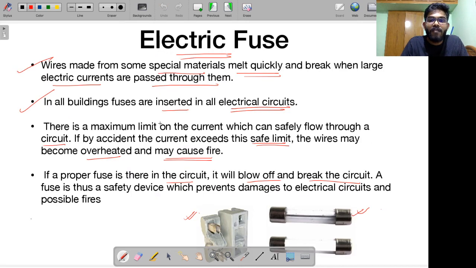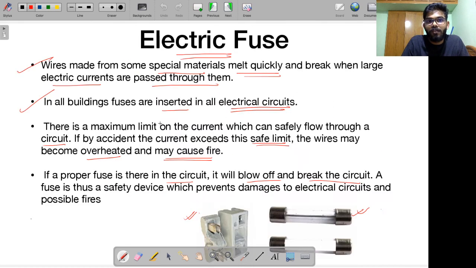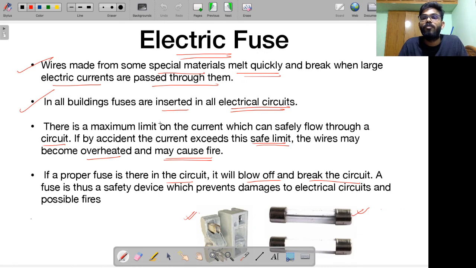Fuse kya karega? When it sees that the electricity flowing through is more than the safe limit, what will it do? It will start to melt. If it starts to melt, then automatically what happens? The circuit is broken, which means all your electronic devices are saved. You are saved from any kind of fire. Alright, this is the work of an electric fuse.